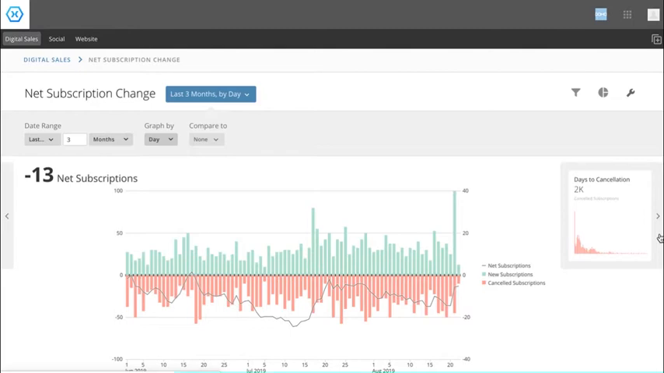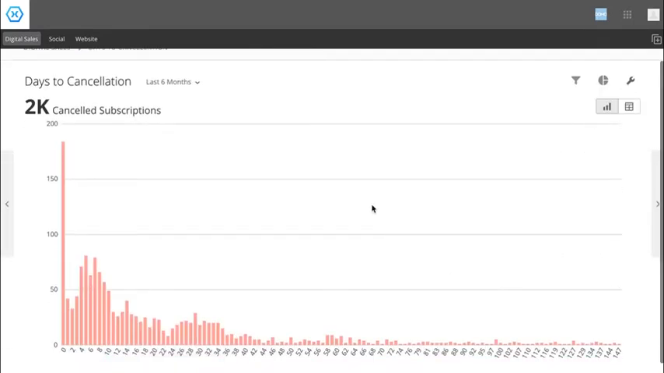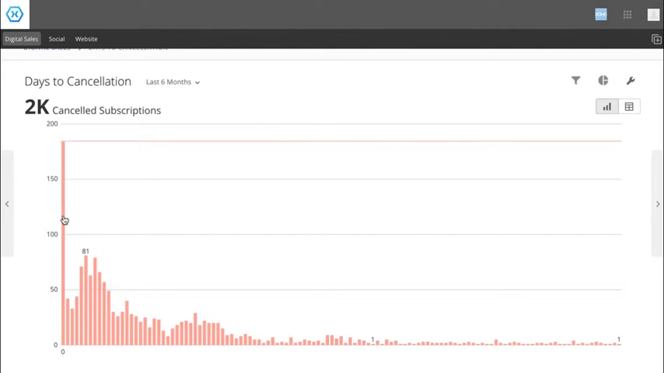Now I'm going to go over to the next card. This is one of my favorites in the dashboard. So what this does is it takes all subscriptions that have been canceled in the time range selected. So we can see that there have been 2,000 subscriptions that have canceled in the last 6 months. And then we can evaluate when those subscriptions canceled compared to when they started. So how many days passed from when they got on your subscription to when they fell off. And we want to identify spikes here as well. That's a pretty common thing to see, a lot of people cancel on the first days.